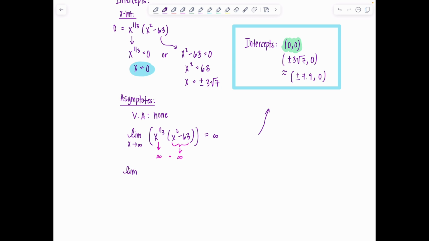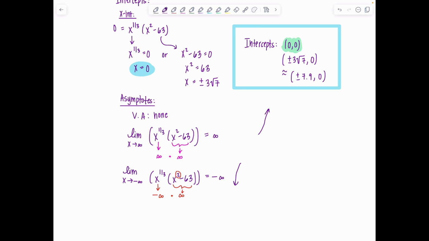Now let's check. As x goes to negative infinity, on the other side, we have x to the 1/3 times x squared minus 63. Well, this time x to the 1/3, that's going to go to negative infinity, right? Because we're taking an odd root. That's the cube root. X squared minus 63, because of the squared, that's going to positive infinity. So I have negative infinity times positive infinity. Where's all that heading? To negative infinity. So again, on the left side, the graph is going down that way.